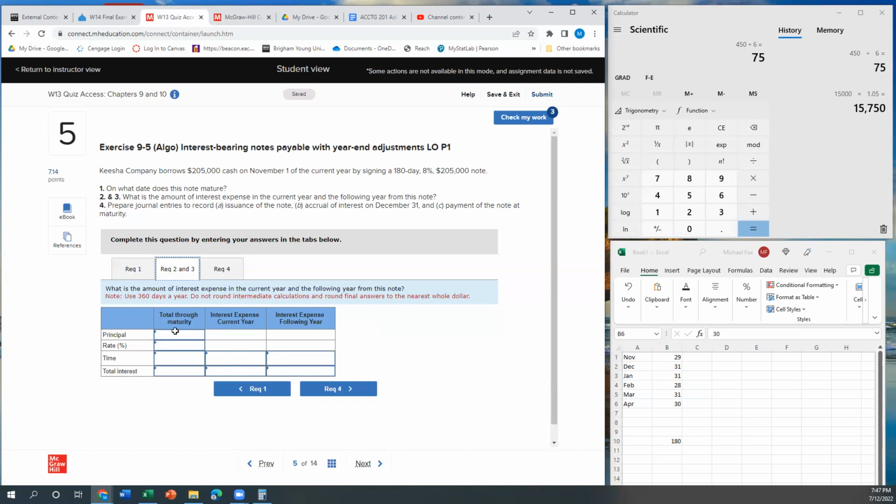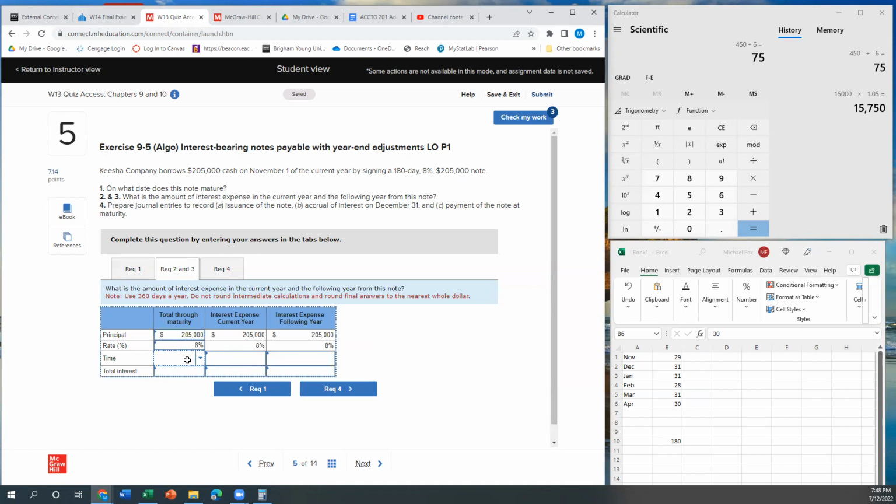Let's see. First the principal amount of the loan, that's the amount they borrowed, $205,000. The rate, which is 8%. I don't know if it wants it as 0.08 or as a percentage. Enter numbers only. I guess they just want 8. This is being difficult. Okay, yeah, so it just does percentages.